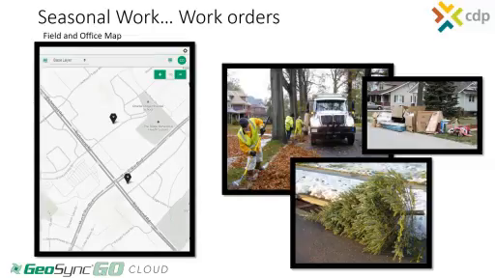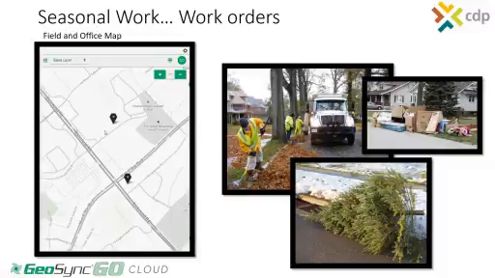So after we put together our form, then we would have a map that we would use both in the office and in the field. And so the map is here on the left. This is what we'd be looking at, a map that would show us the open work orders that are marked on the screen.